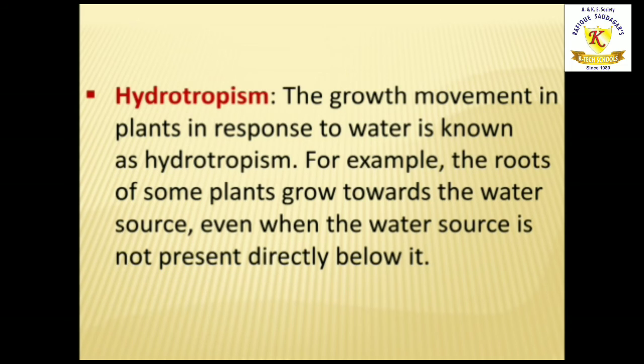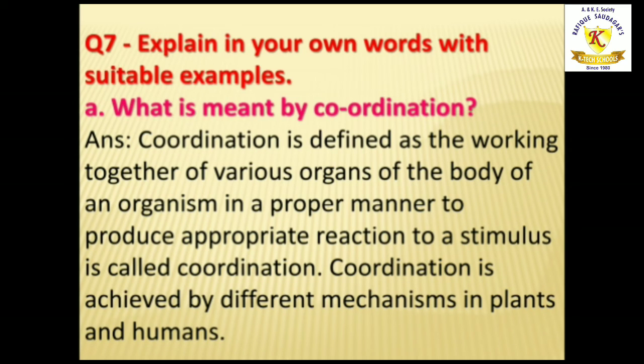So the next question we have: explain in your own words with suitable example. First one, what is meant by coordination? Now the answer to this is, coordination is defined as the working together of various organs of the body of an organism in a proper manner to produce appropriate reaction to a stimulus. Coordination is achieved by different mechanisms in plants and humans.